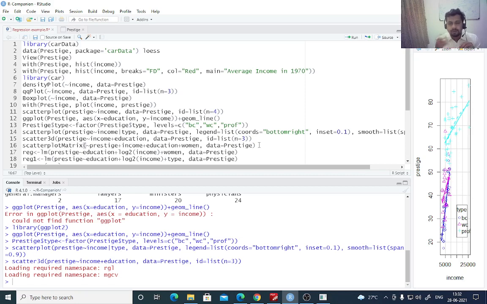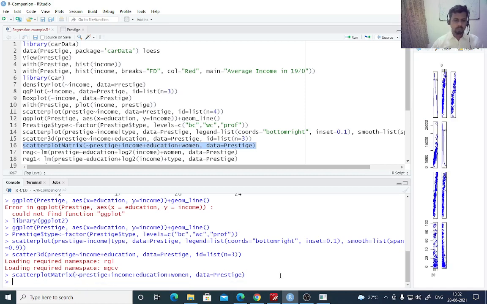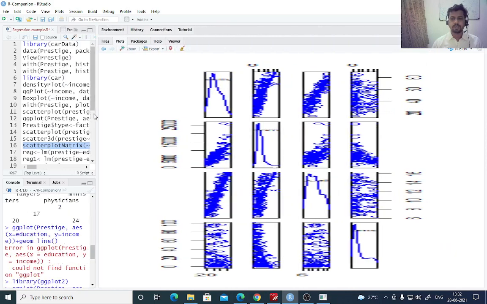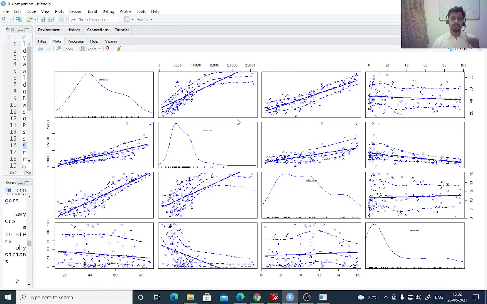Next, when we have a multiple linear regression model, we want to plot a pairwise correlation of each of the variables against the others. That can be done by two functions. One is pairs, which comes from the ggplot package, and the other is scatterplotMatrix, which does the same thing. So what I have done here is plotted a scatter plot matrix of prestige, income, education, women from the Prestige data. You can see here, this is the scatter plot that we generate.